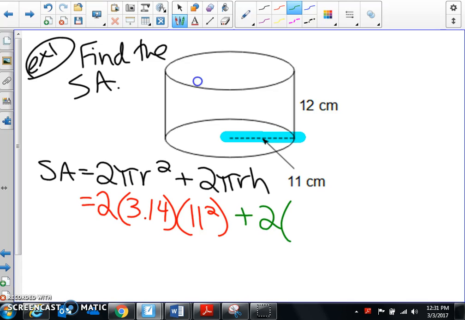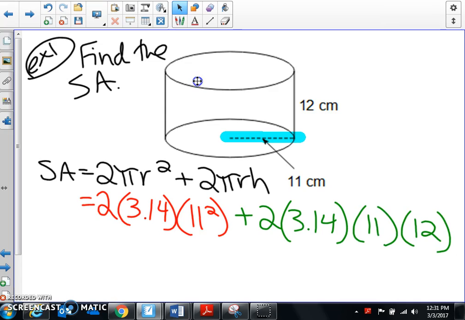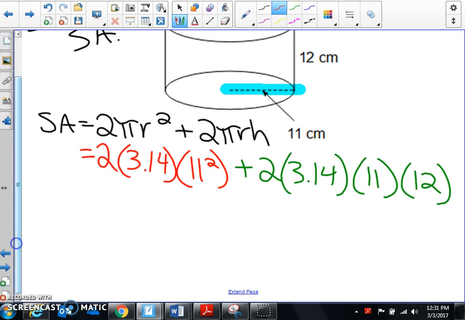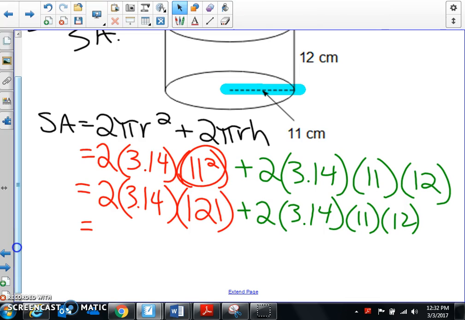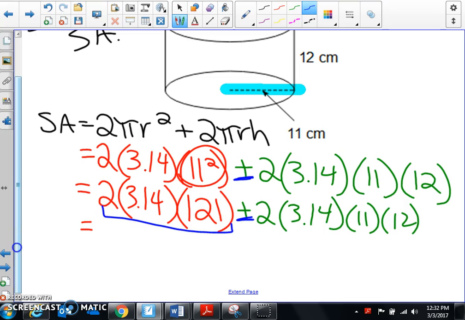So plus 2 pi is 3.14. The radius is 11 and the height is 12. Just like we did for areas of a circle, the first thing we have to do is take care of this exponent. So 11 times 11 is 121. Bring down everything else, bring down the second part. And now we just grab our calculator. So we're going to do the red part first. I've got them broken up by addition.